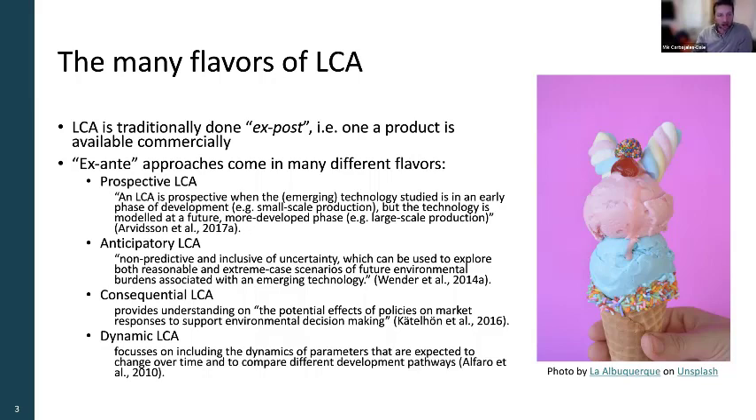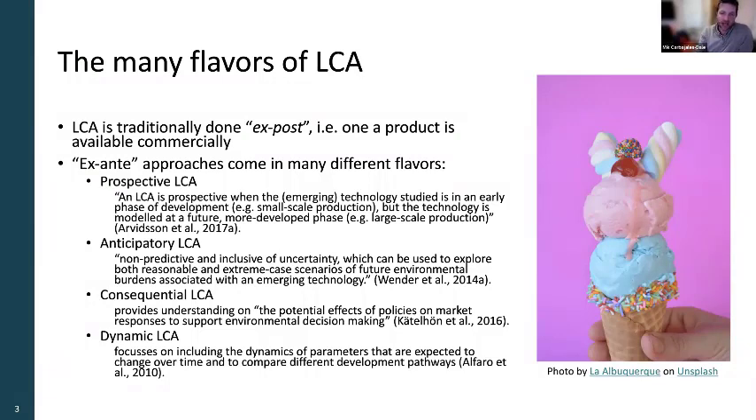But we are increasingly seeing lots of ex-ante approaches to LCA. So basically before that product is commercially available. So there's not necessarily something you can hold in your hands or a process that you can go and study. And there are different flavors of this ex-ante approach.